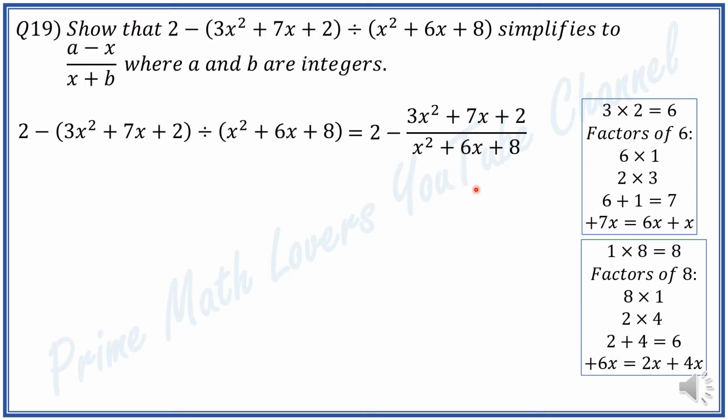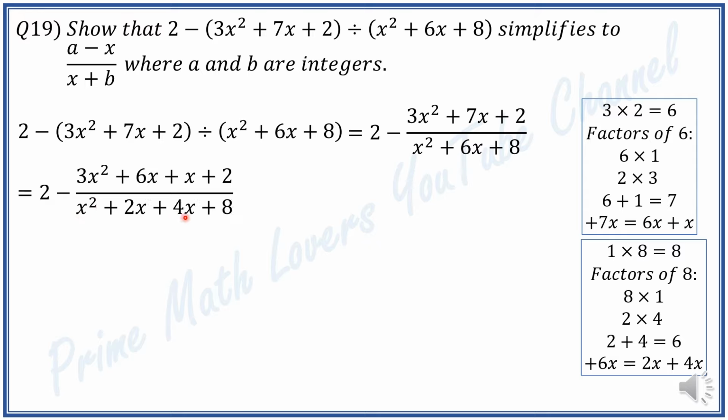I do this for our fractions. So I'll get 2 minus (3x squared plus 6x plus x plus 2) over (x squared plus 2x plus 4x plus 8). Then we group the terms into two pairs, 3x squared plus 6x and x plus 2. Then factor out the greatest common factor from each pair separately.